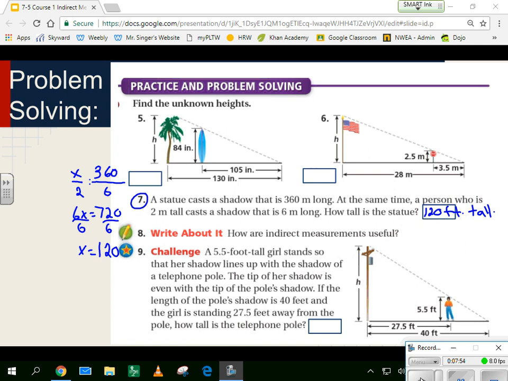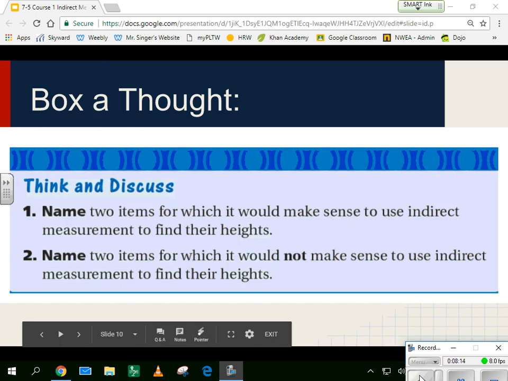All right, so you should have found that the statue casts a shadow that is 120 feet, or the shadow cast is 120, not feet. I made a mistake there, and you probably caught it already. 120 meters tall for this statue. All right, let's move on.